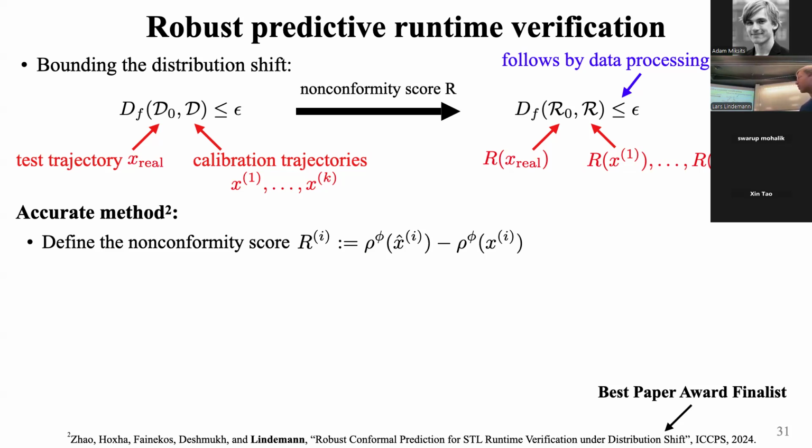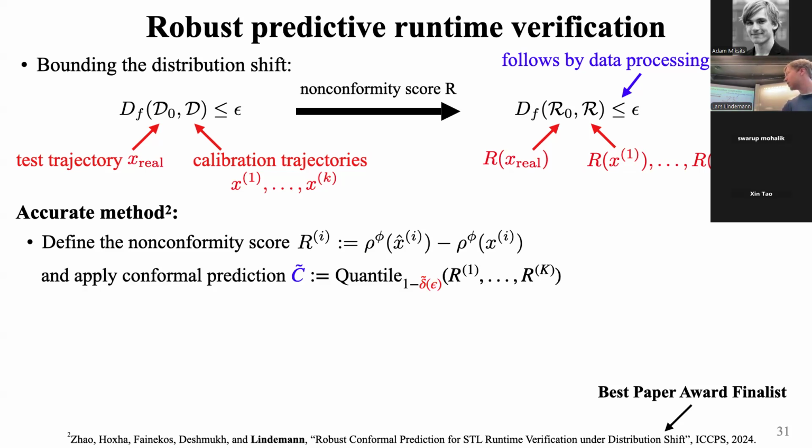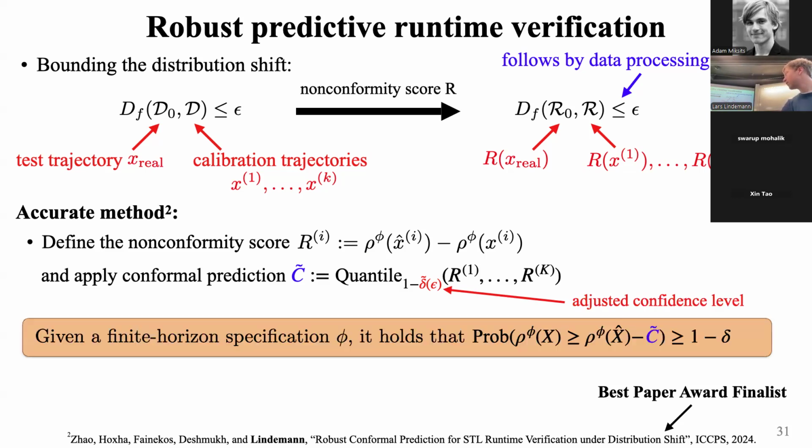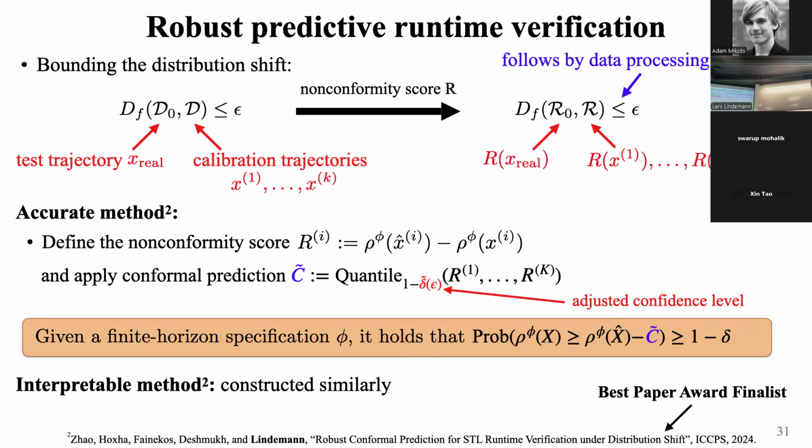So we again design an accurate method, and we define the same nonconformity score as before, predicted minus true performance over calibration data. Now we apply robust conformal prediction. So we're taking this delta tilde of epsilon, tightening the quantile by the amount of distribution shift that we have. And we get similar guarantees as before. We have a lower bound for our performance in terms of the predicted performance minus the robust CP bound. And we can do a similar thing for the interpretable method. I've omitted this over here.